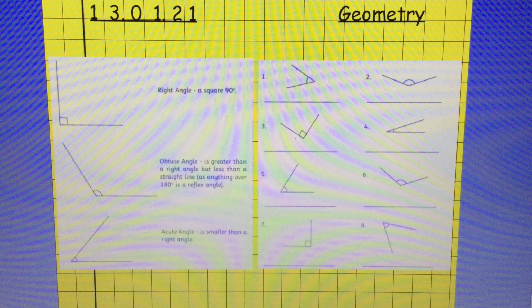Here is your geometry challenge today. You need to have a look at the 8 angles on the right hand side of your screen and decide if they are a right angle, an obtuse angle or an acute angle. The names of the angles and the descriptions are on your left. Pause the video now and good luck.